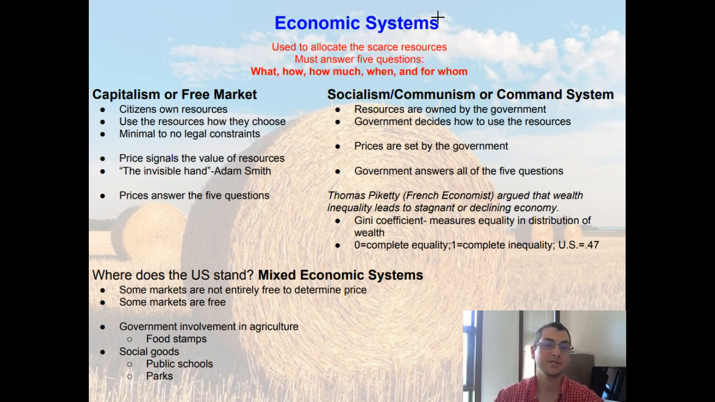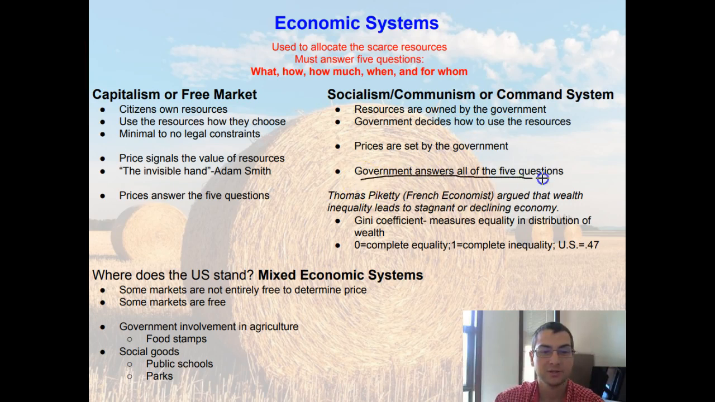Now, if we look at the complete opposite end of the spectrum, remember, capitalism has minimal to no legal constraints, so it's basically free of government interference, and it's purely people acting in their own self-interest. That helps determine the prices. On the other end of the spectrum, we have socialism or communism, also known as the command system. Under the command system, the resources are owned by the government. Not only are they owned by the government, but the government decides how to use these resources. The prices are set by the government, not by the markets.